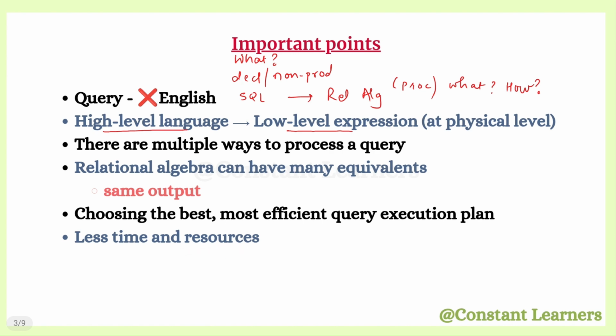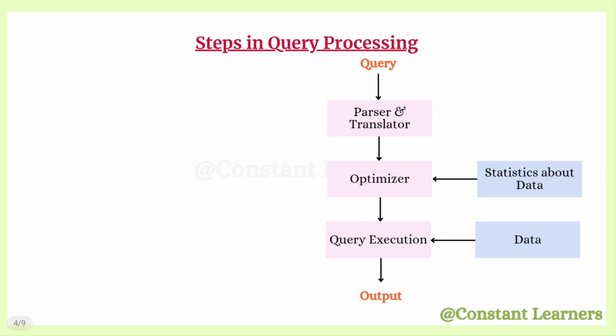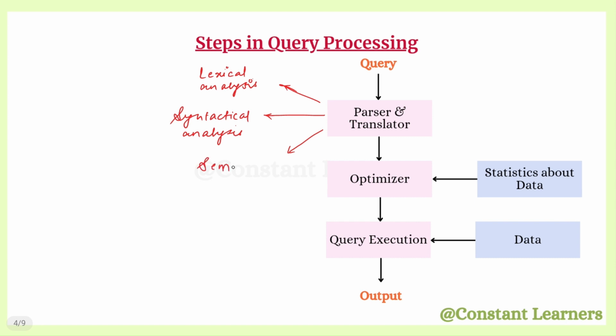Now let's discuss the steps involved in query processing in detail. When a user writes a query, it is first received by the parser and translator. Three things happen in the parser. First is lexical analysis. Second is syntactical analysis. And the third one is semantical analysis.